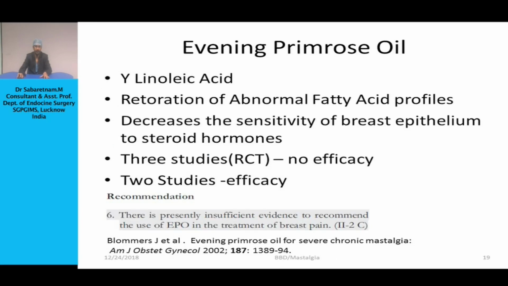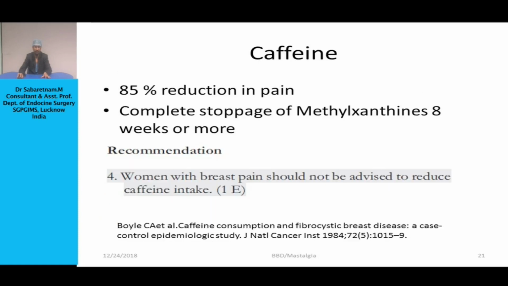And coming to evening primrose oil, we use it as the first line of management, gamma-linolenic acid. It restores abnormal fatty acid profile, decreases the sensitivity of breast epithelium to steroid hormones. 3 randomized controlled studies showed no efficacy, 2 studies showed efficacy, but still in our setup we use it for treatment of cyclical Mastalgia.